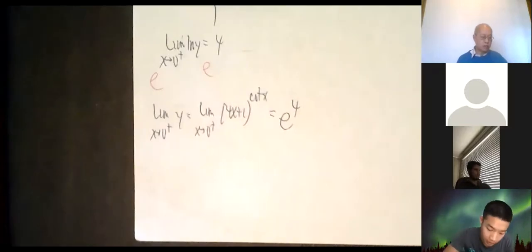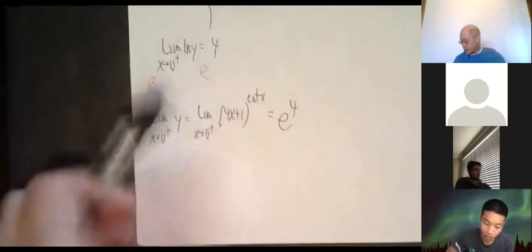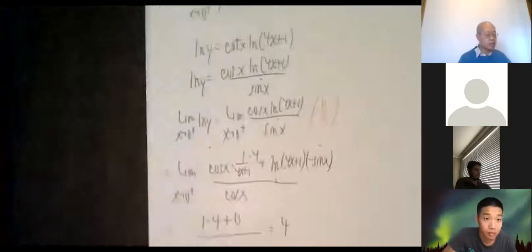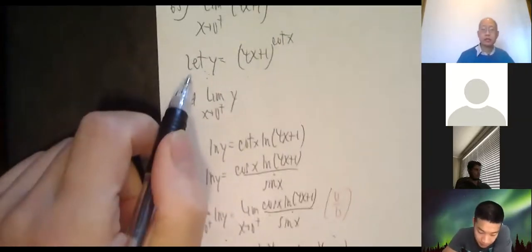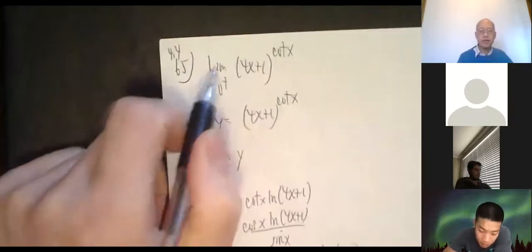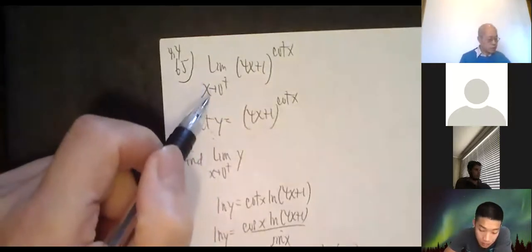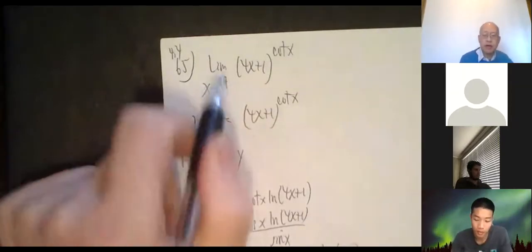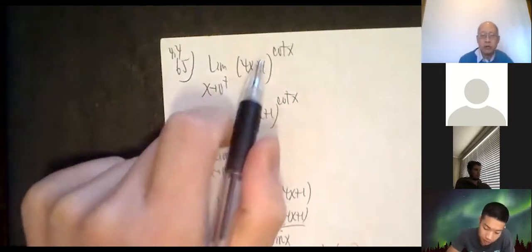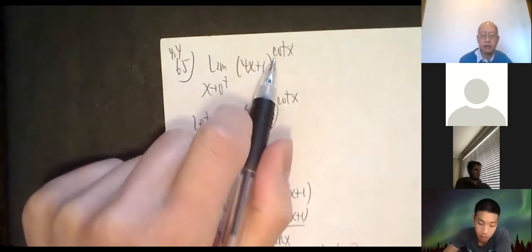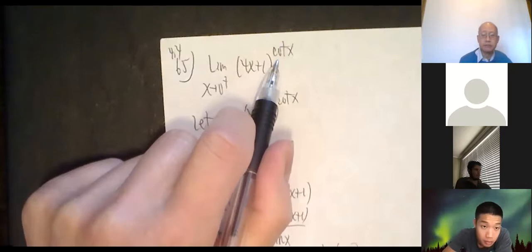Okay, then I was going to show you 65, and that's the last one for this section. And then maybe we can start some curve sketching again. Okay, this one's a little harder. Limit as x approaches 0 from the right of 4x plus 1 raised to the cotangent of x. Oh boy, cotangent of x.